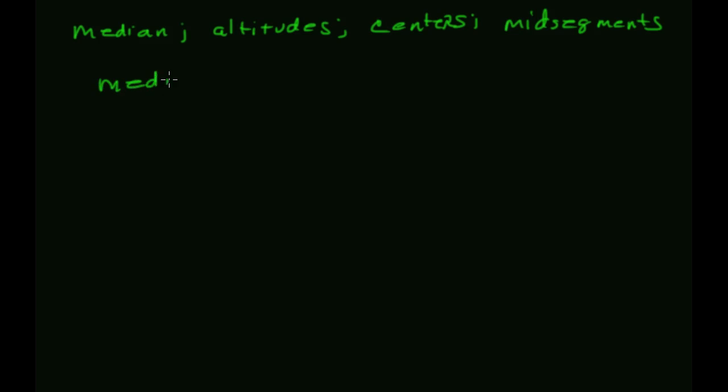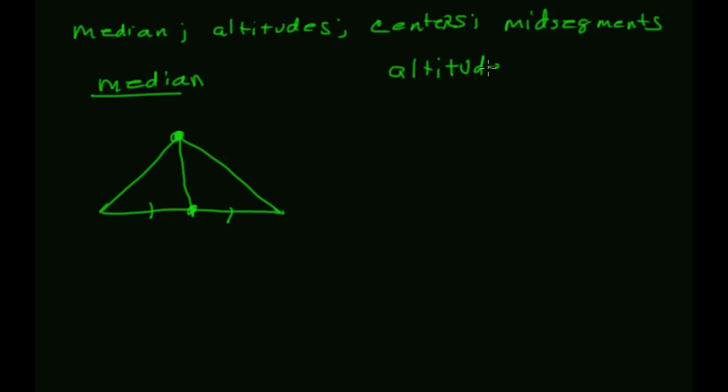We need to get the idea of a median of a triangle. If I have a triangle and I look at the vertex and then I look at the midpoint of the opposite side and I connect them, this is a median. An altitude is very similar. I take the triangle and I start at the vertex, but I make myself perpendicular to the opposite side. That's going to give me an altitude.